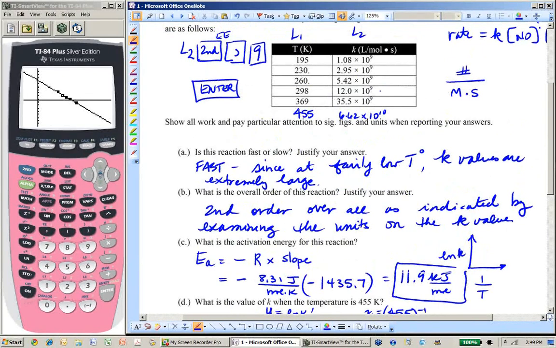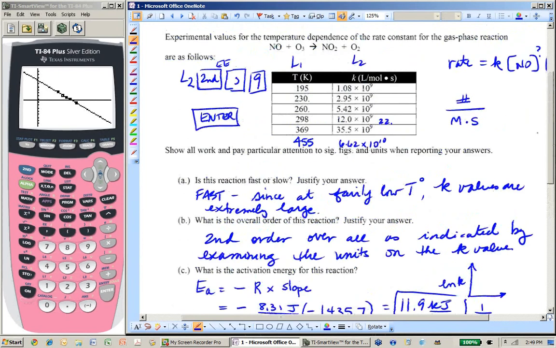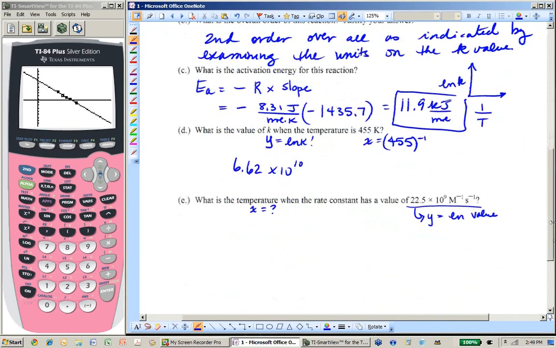So notice I would have had to zoom out for that. 22.5 times 10 to the 9 fits somewhere in there between 12 and 35 and a half. So I'm expecting a temperature between 298 and 369. Hope I get it. Now all I need is that intersection. So I'm going to go second trace, intersect, and just keep hitting enter until the word intersection comes up on my screen. But when I get it, remember that x is equal to the reciprocal of what I really seek, which is the Kelvin temperature.